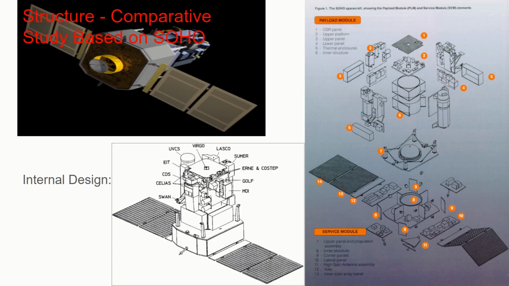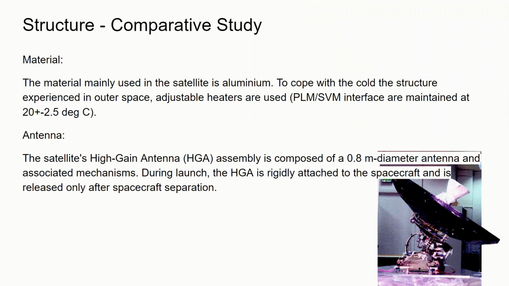For the structure, we did a comparative study to show the exploded view drawing and review drawing of the spacecraft. The material used is mainly aluminum to cope with the cold weather. The structure uses a PLM or SVM interface, which is maintained at 20 degrees Celsius. The antenna is composed of a 0.8 meter diameter dish and several associated mechanisms, and it is rigidly attached to the spacecraft and is only released after the ascent process.